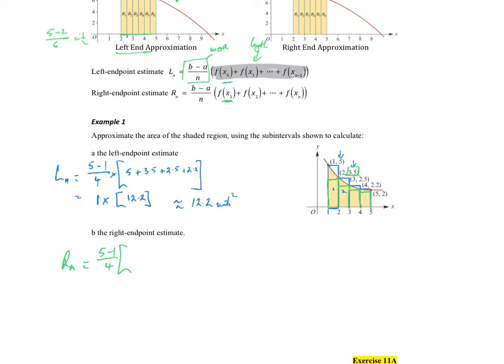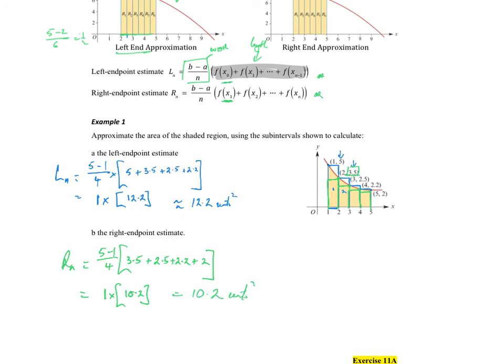See the difference? The left-hand approximate, if I come to the top of the page, uses the first y value. The right-hand approximate uses the second y value. I prefer to just think of it as, okay, just look at each of the rectangles I've drawn and put the values in. So that rectangle, 2.5 is the next height, 2.2. And in this case, we get down to 2, but we don't use the first one. So again, we get 5 minus 1, which is 4 over 4, which is 1. 3.5, 2.5 is 6. 8.2 plus 2 is 10.2. So there's my approximate area there.